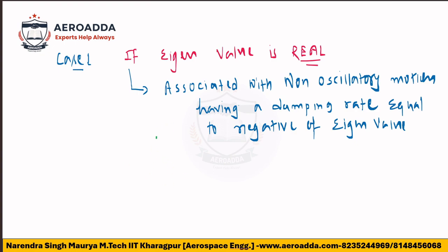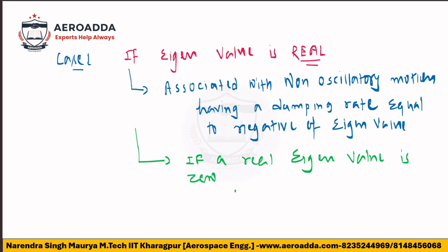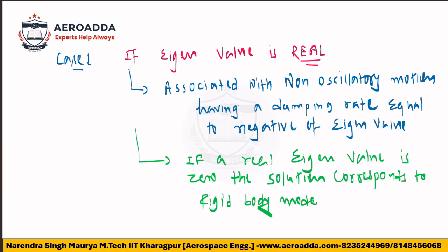Number two: if a real eigenvalue is zero, the solution corresponds to a rigid body mode. Rigid body mode.